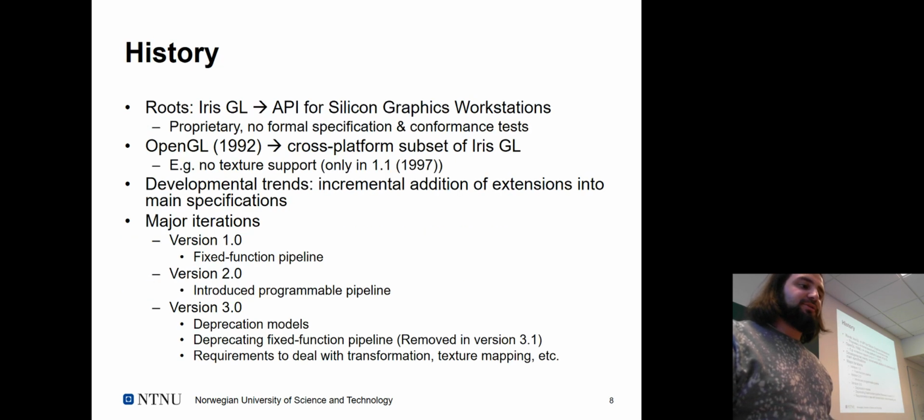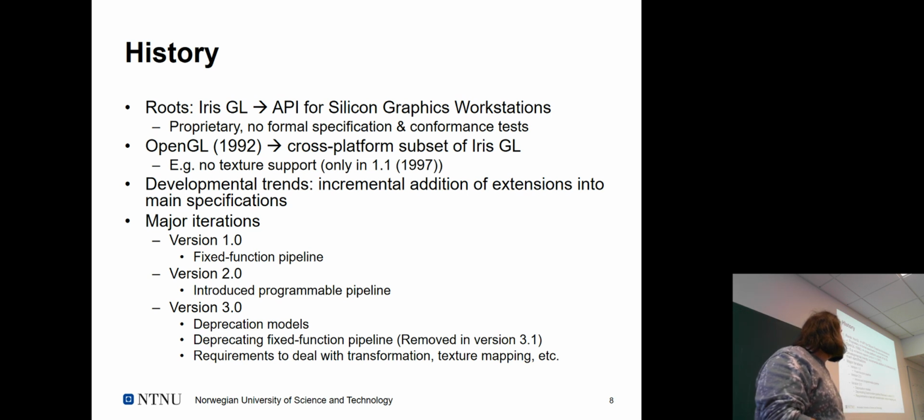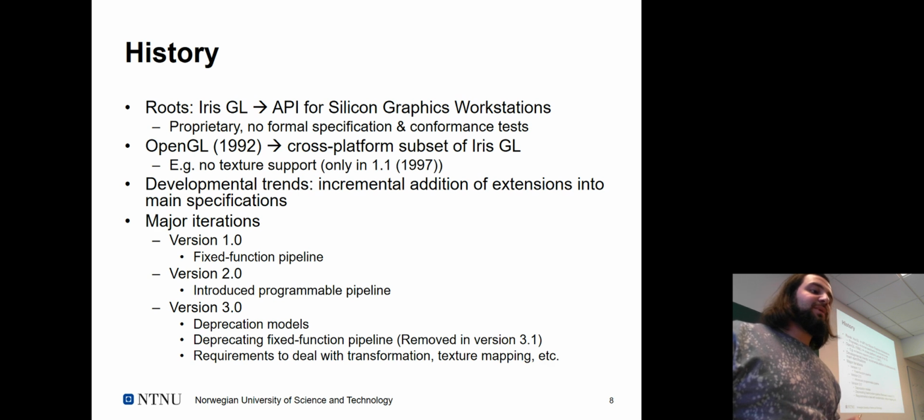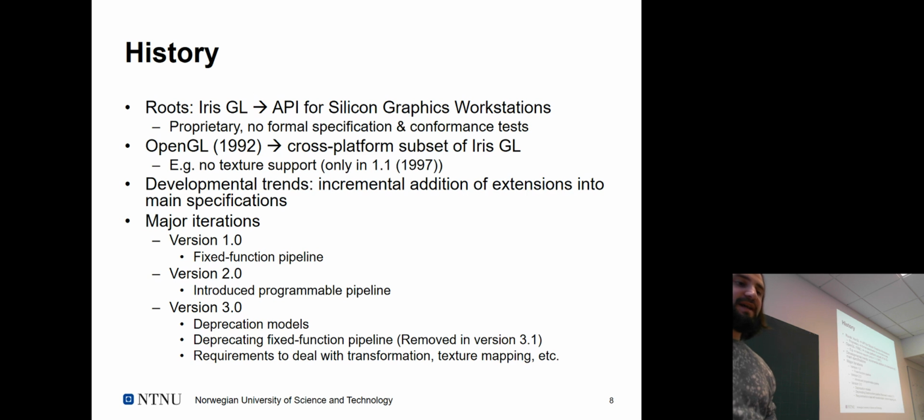Yeah, to get back to history, it has roots in IrisGL that was proprietary. It did not have a very formal and clear specification, and it didn't really go through any conformance tests, so there was a need for something more reliable, more standardized, open source and open for everyone, and that's how OpenGL started back in 1992. But the initial version did not have as many capabilities as it has today. For example, it did not support any texture mapping. It was introduced only in the subsequent version in 1997.